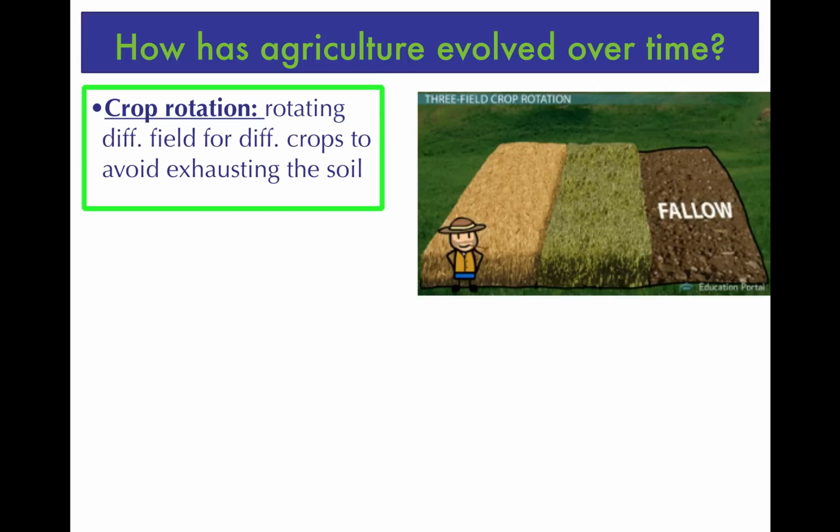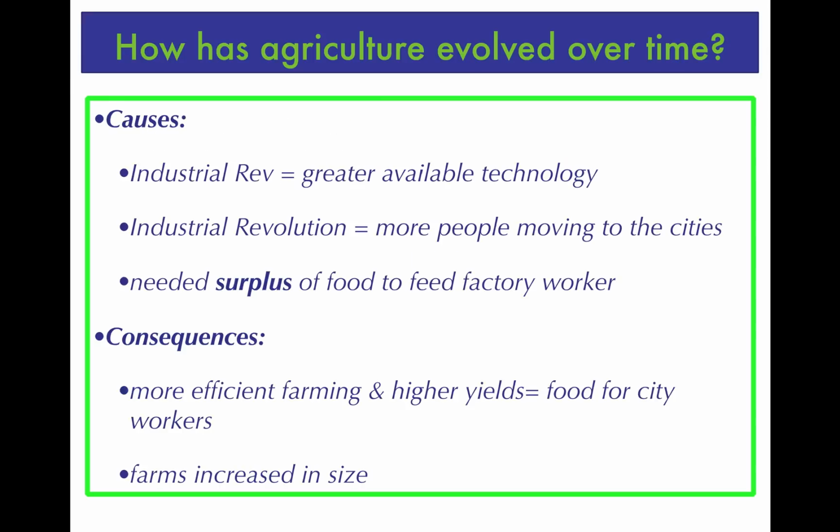Through three field crop rotation, and this is done in many different ways, and I should also note that ancient civilizations used this practice as well, but it expanded in scale after the Industrial Revolution and the second agricultural revolution. In three field crop rotation, we simply change which crop is being grown on which field, leaving one of those fields fallow for a period of time to allow the soil to replenish the nutrients. So just another change we saw in agricultural practices.